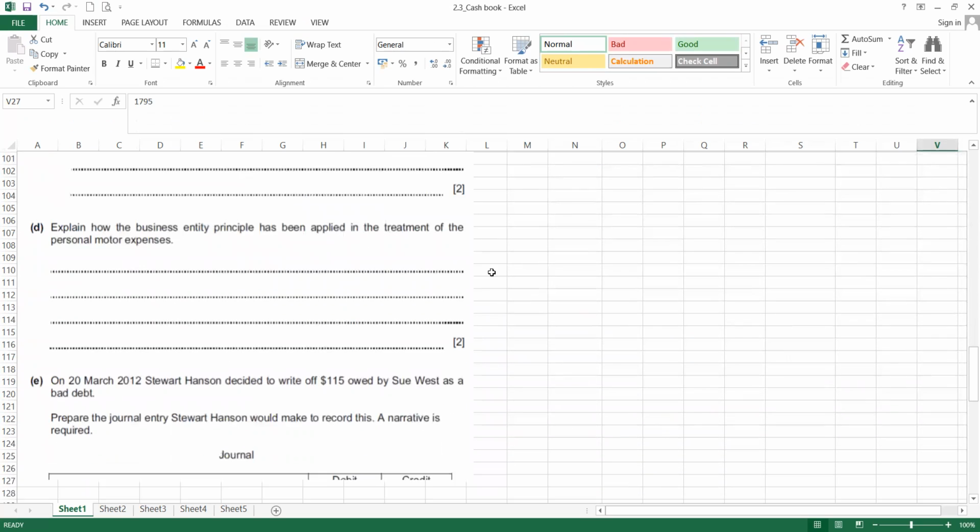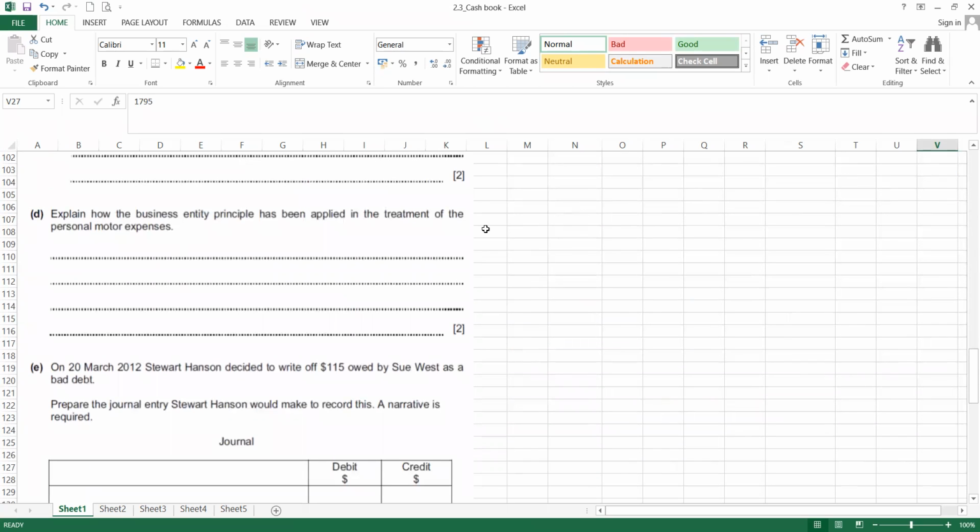Next question, D. Explain how the business entity concept has been applied in the treatment of the personal motor expenses. So as I said before, accounting principles are in your last chapter. So along the way, when there's a question related to it, I will just explain. So we won't take time to go to the last section. Based on this question, I will just explain what is called business entity first.